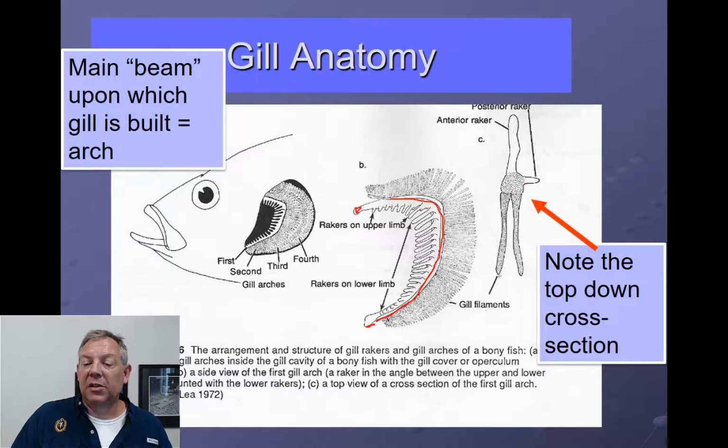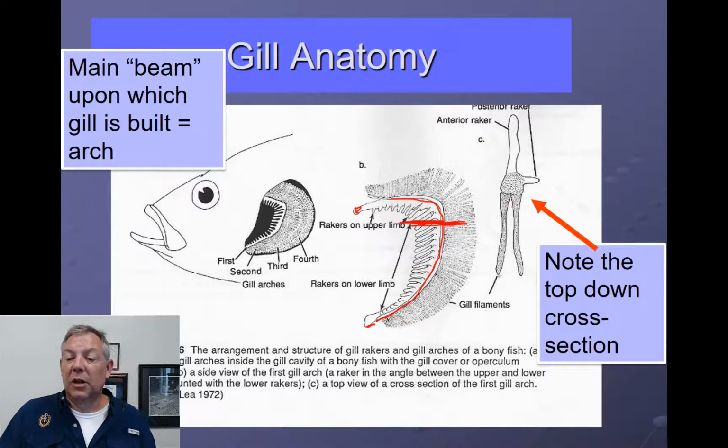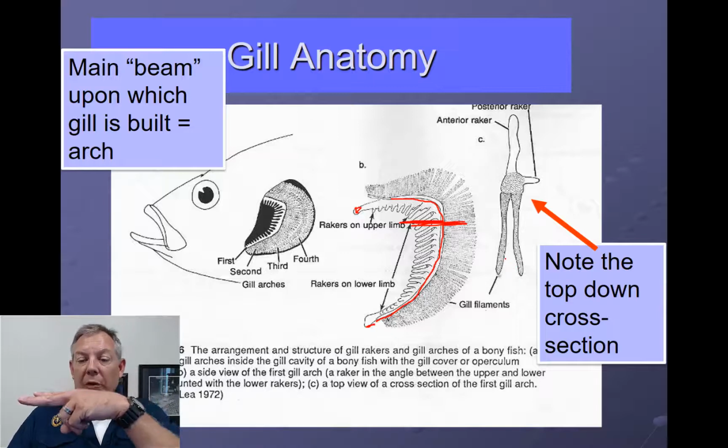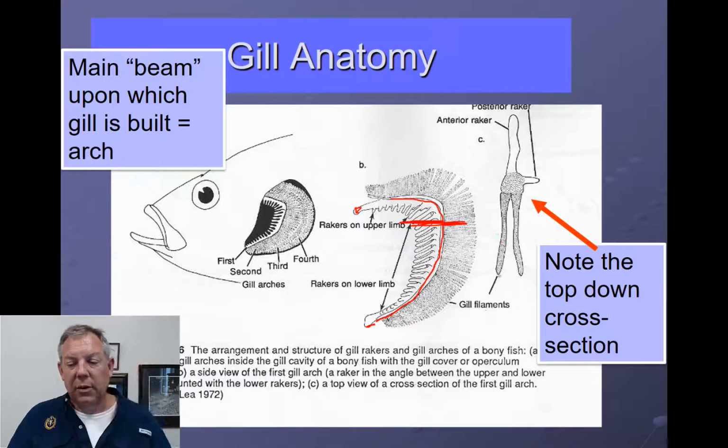Then if you look at this, this is a top-down cross-section. So this is like you cut through the gill here and then turn it on its side and look down. So you can see those filaments. You've got two filaments that come off to the posterior part of the arch, and then the rakers point anterior.